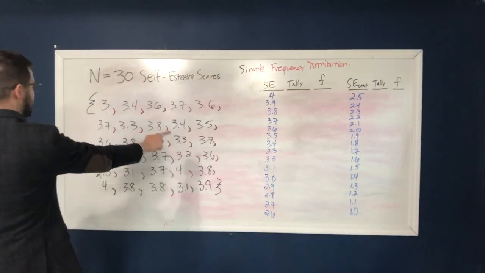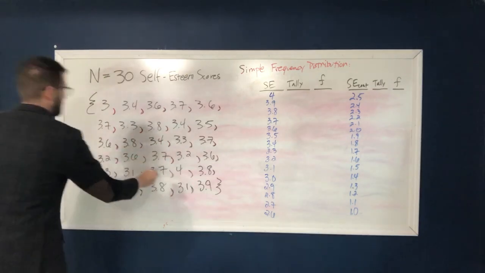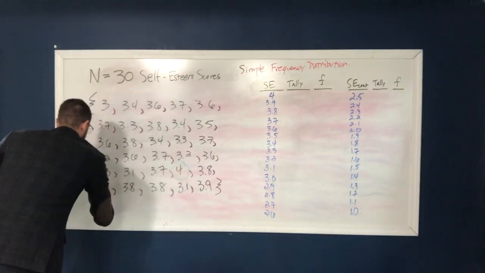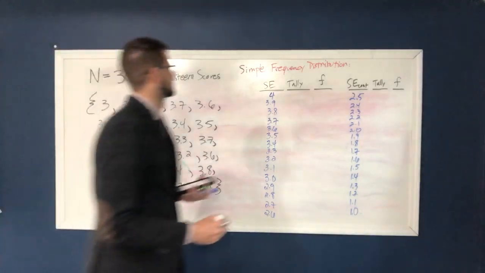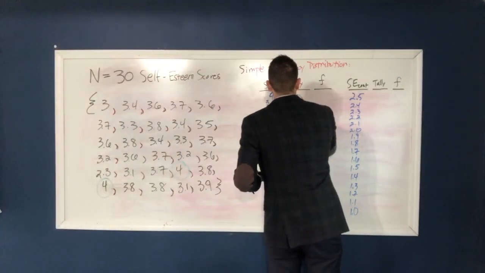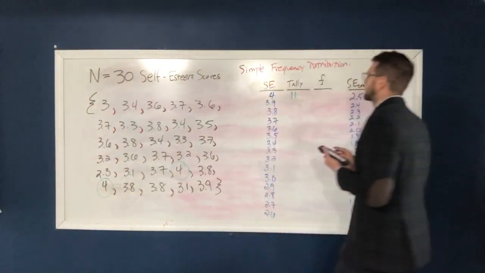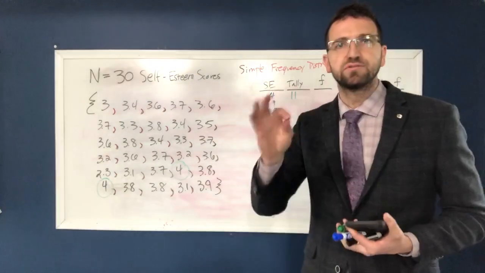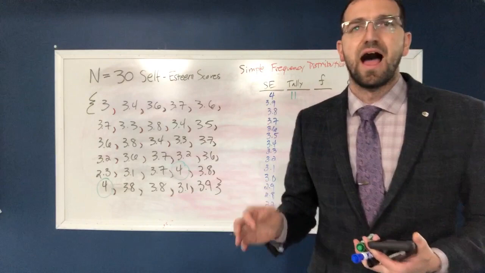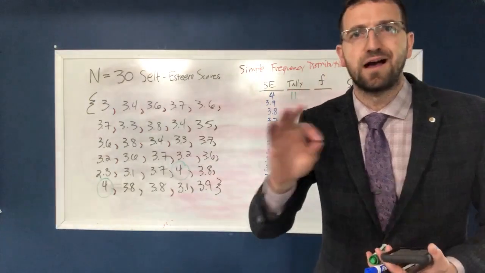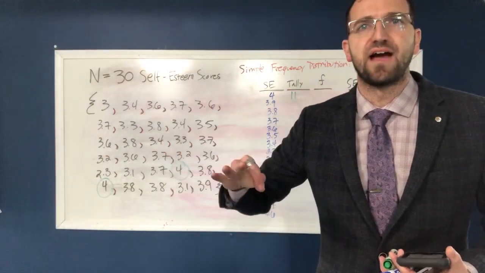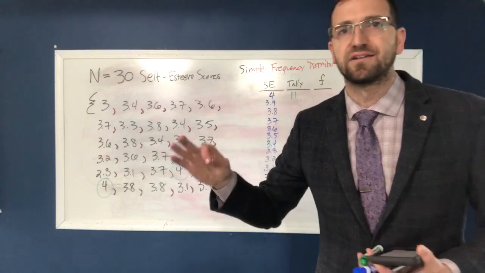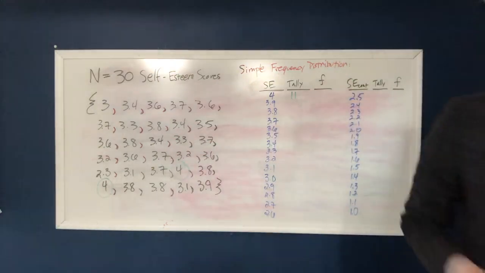Let's scan. I see 1 and I see 2 4s. Okay? So in my tally, I'm going to put 2. Before I go on though, I'm going to do something that's going to help us out. I'm going to make little red dots to separate all the values because otherwise we're going to get kind of confused as we go on.